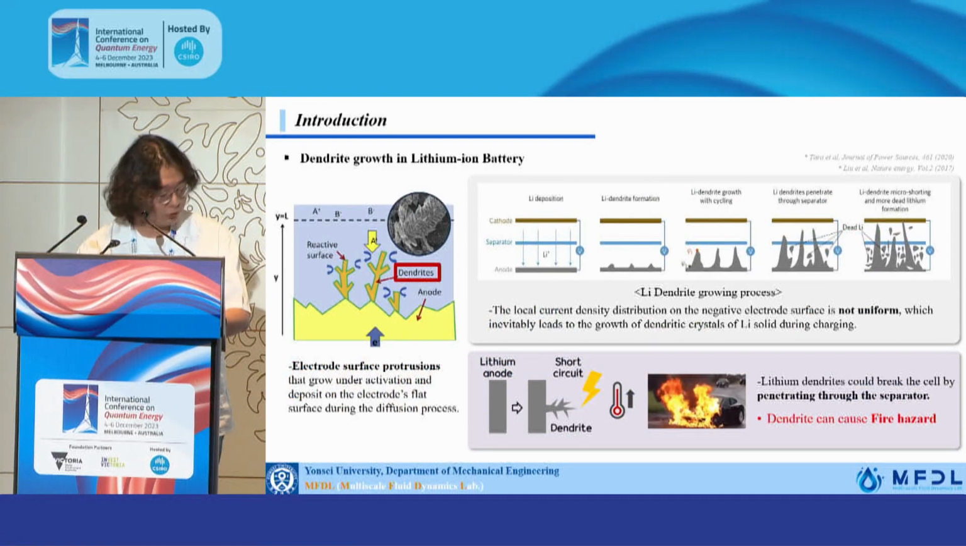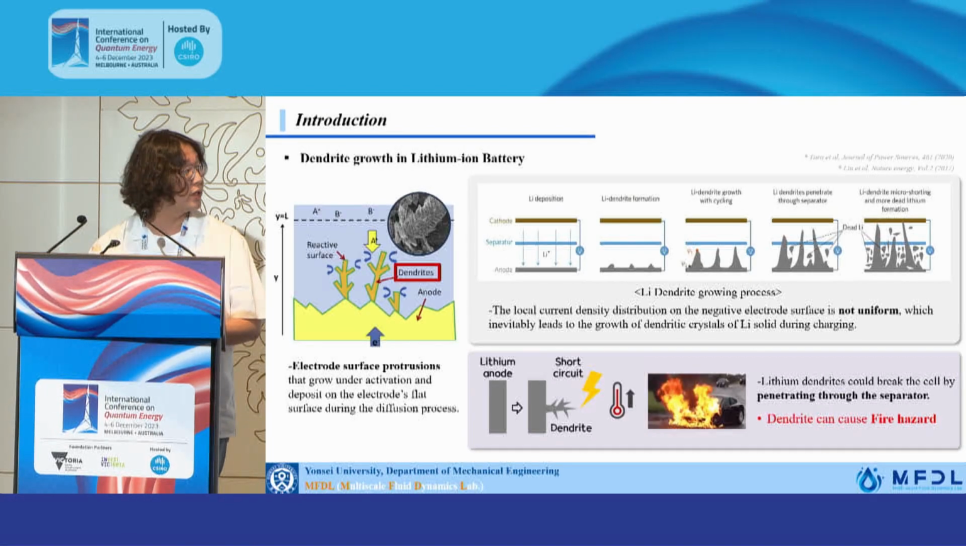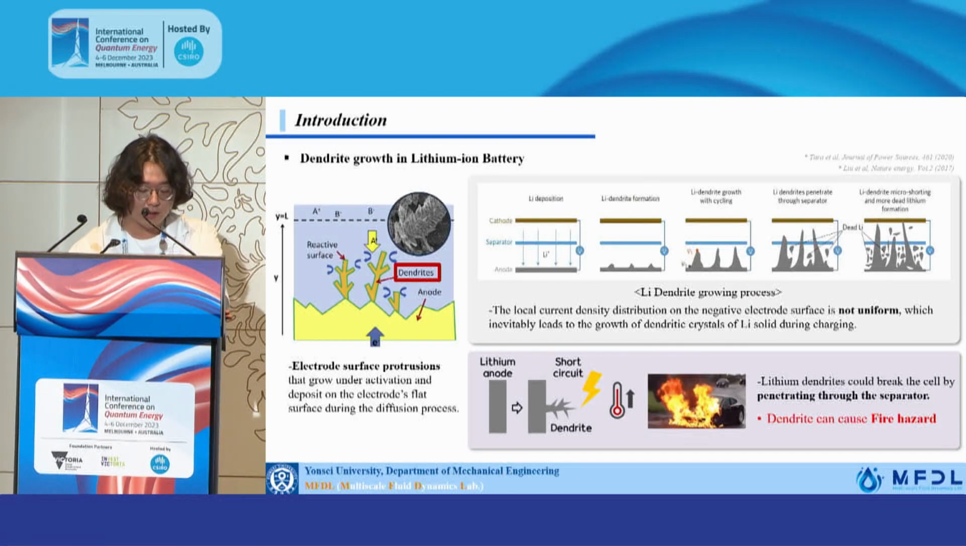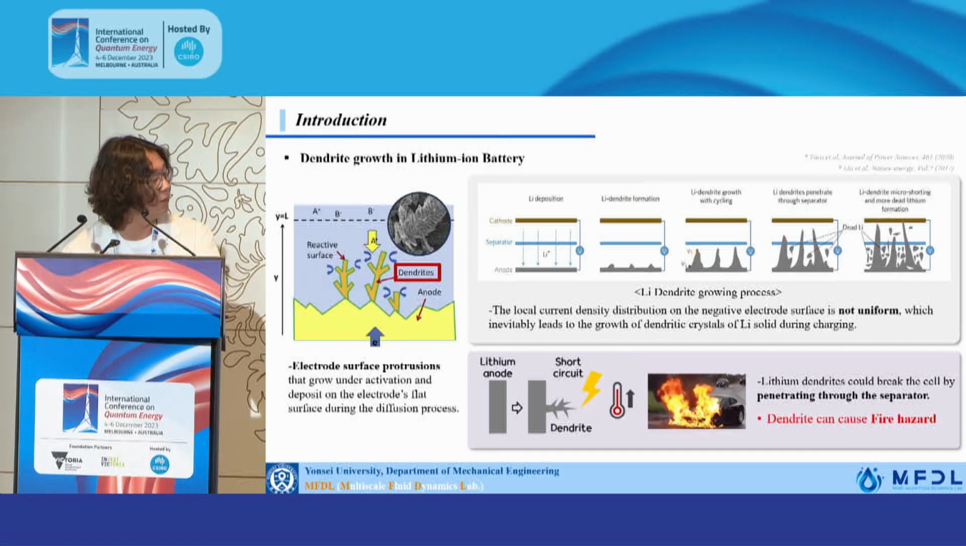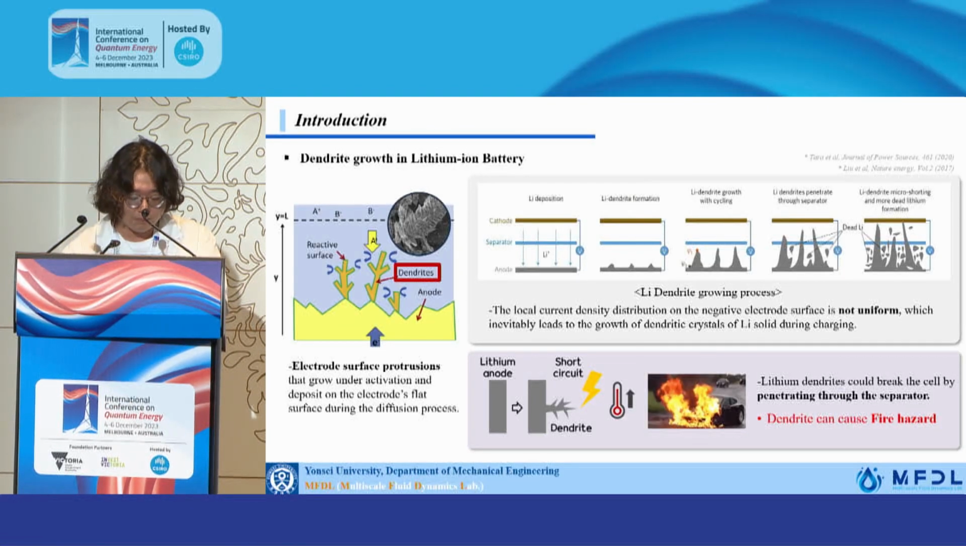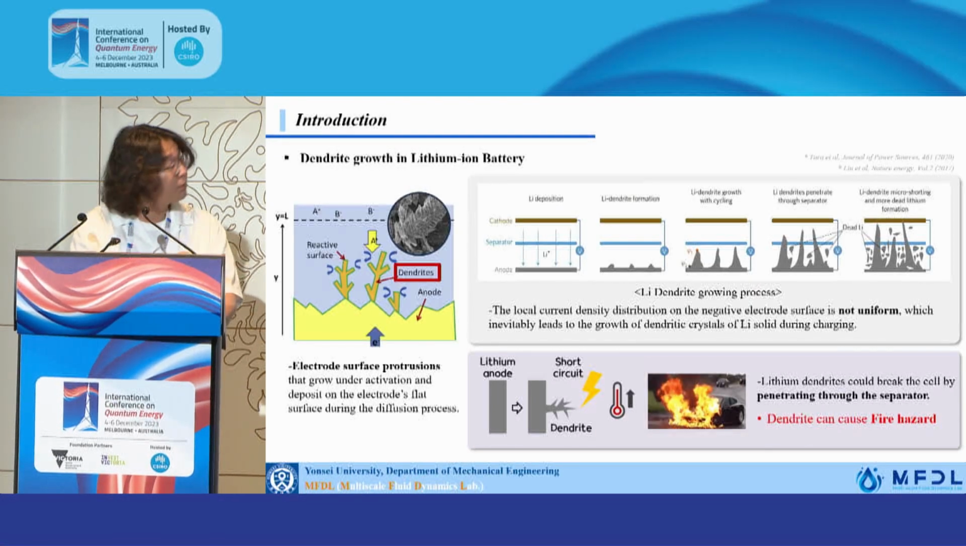Now let's delve into a critical challenge associated with lithium-ion batteries, which is the dendrite growth. Dendrites are tiny needle-like structures that can form on the surface of the battery's electrodes, particularly the negative electrodes or anode. These protrusions are composed of solid lithium metal and emerge during the battery's activation and charging cycles. These electrode surface protrusions can significantly impact battery performance and safety. Here's a closer look at the dendrite growing process.